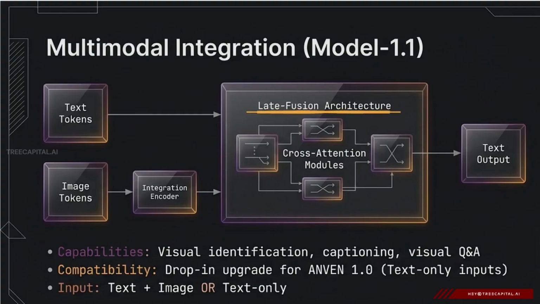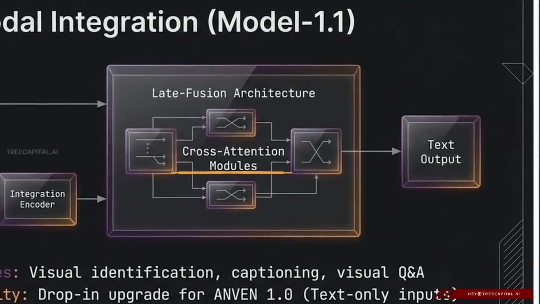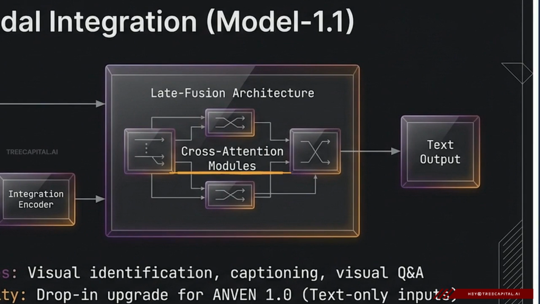This schematic illustrates Anven's late fusion architecture. Separate text tokens and encoded image tokens are fed into cross-attention modules, allowing the model to blend the features of both formats in a unified space.